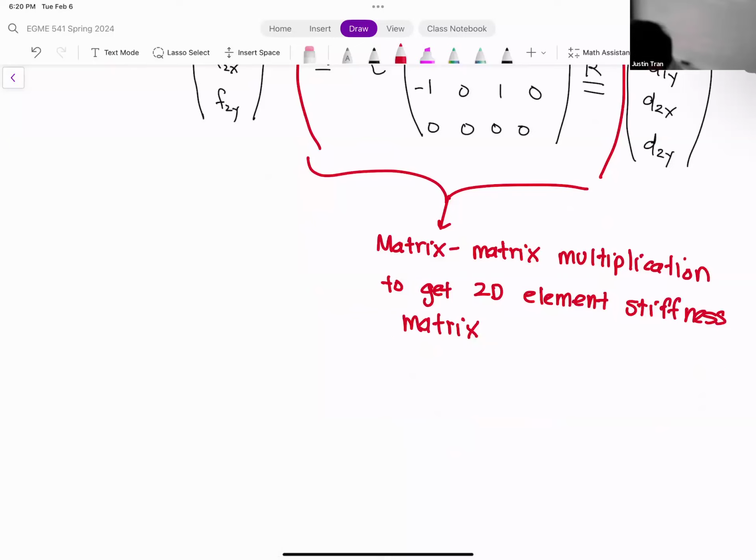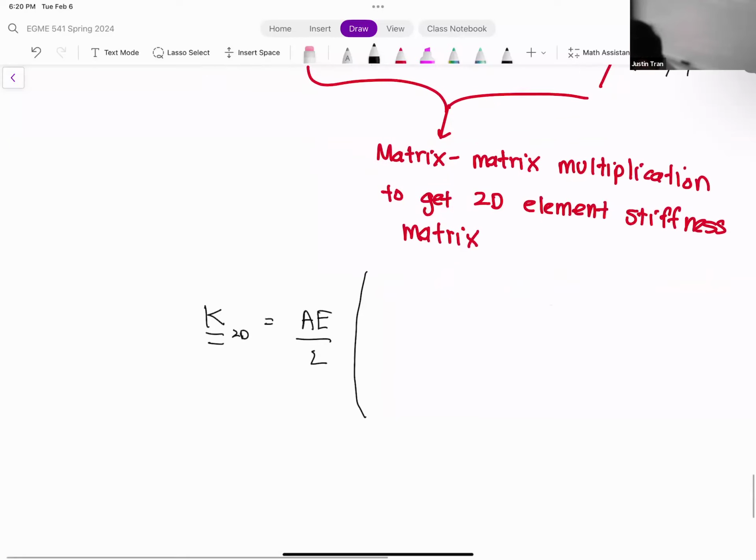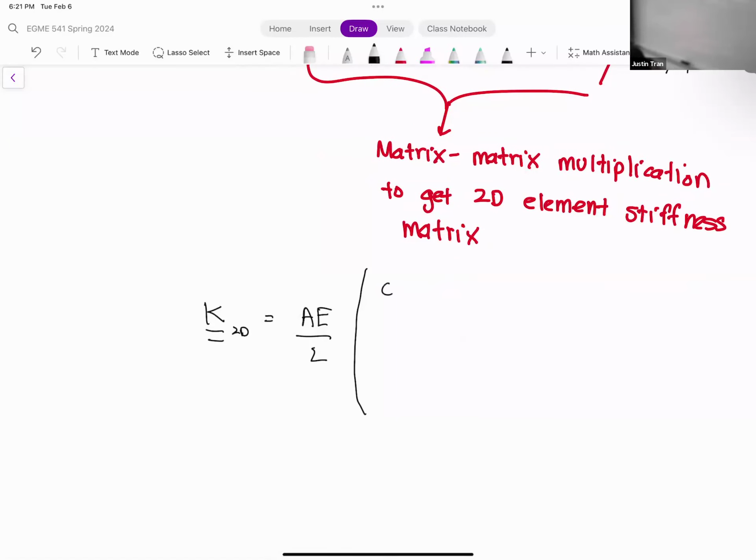So let's go ahead and do that. Our 2D element stiffness matrix is given by the following. We have AE over L, which is just a constant that rides along through the entire process. What you're going to have in here is a bunch of sine and cosine terms. The first row is cosine squared, cosine times sine, minus cosine squared, minus cosine sine. Remember, this is a 4x4 matrix now, because each of the nodes 1 and 2 has x and y components, so the columns correspond to d1x, d1y, d2x, d2y.